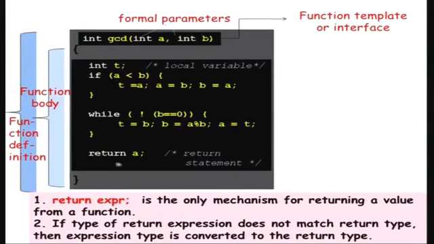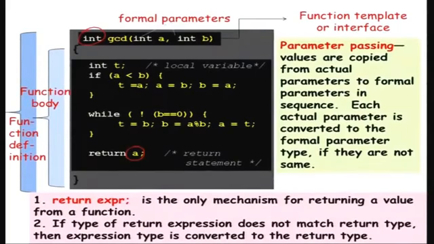Now, we focus on the return expression. So, return followed by some expression is the only mechanism for returning the value from a function. If the type of the return expression does not match the declared type of the return, so, if for example, a is a variable which is different from int, okay, in this case they are the same, then it is fine, but otherwise the return expression is converted to this type and then returned. Okay. So, it might lead to some undesirable behavior.